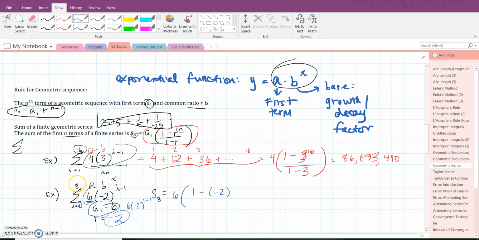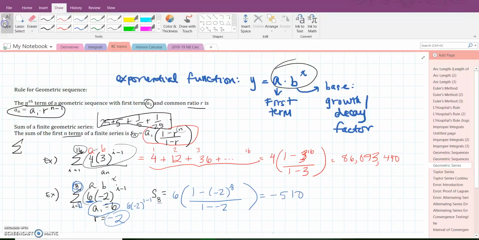Now I want to do the whole sum here, which goes up to the 8th term. So that means S sub 8. So I'm going to go to the 8th all over 1 minus r, so 1 minus -2. We can plug that into a calculator. You'll get a sum of -510.